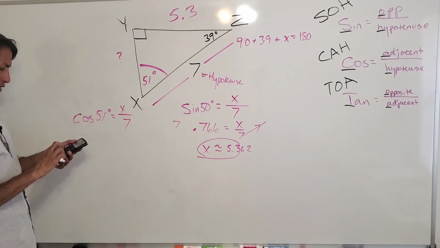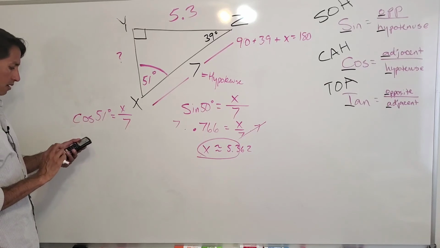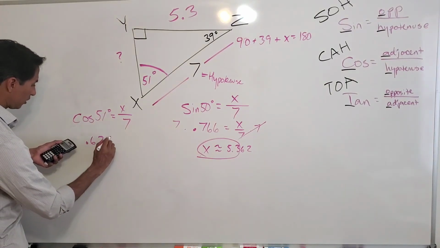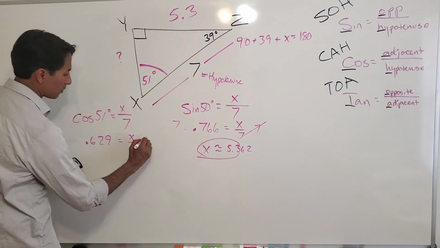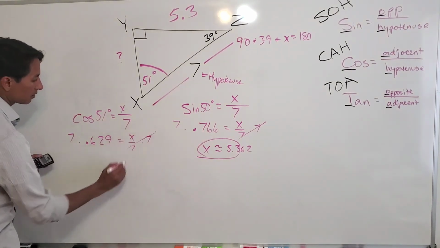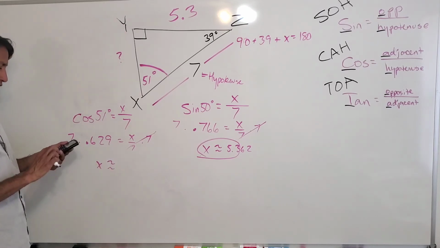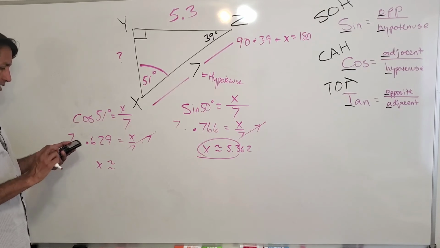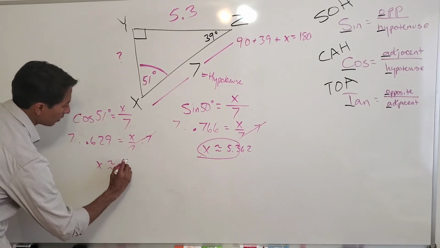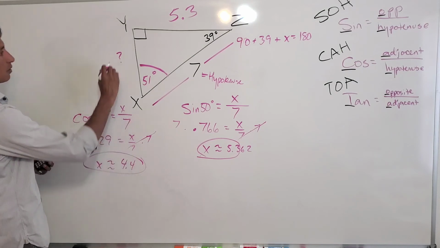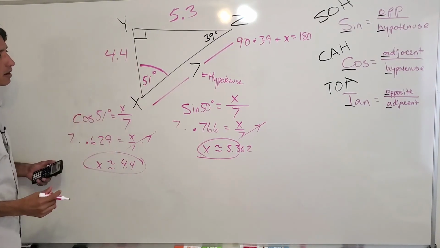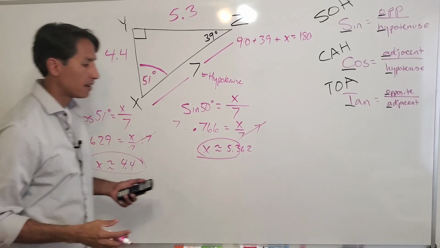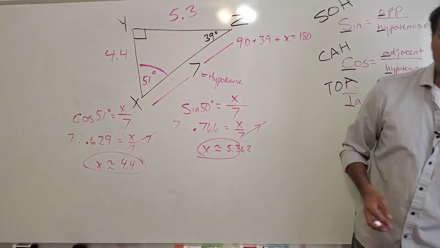All right, now let's push cosine 51 and get 0.629 equals x over 7. And let's multiply both sides by 7 to isolate the variable. So now we have 7 times 0.629, which is about 4.4. All right, so this length over here is about 4.4. Okay, all right. So that should get you started on all these ratios.